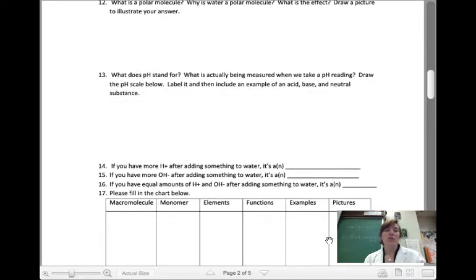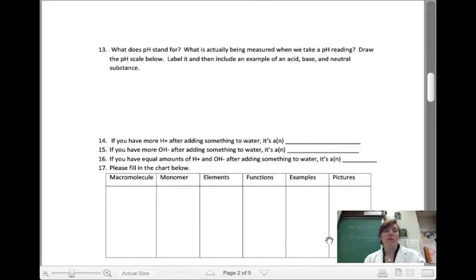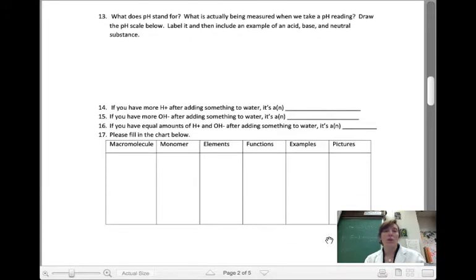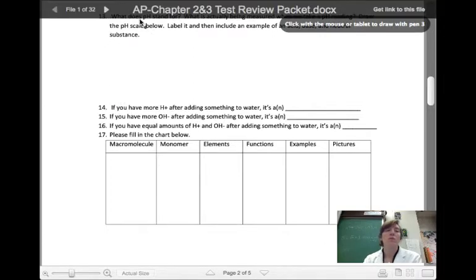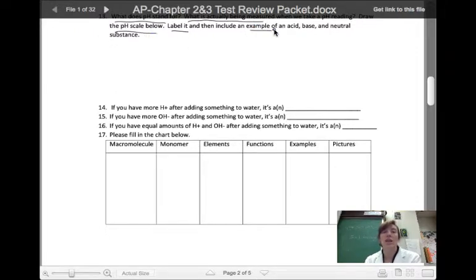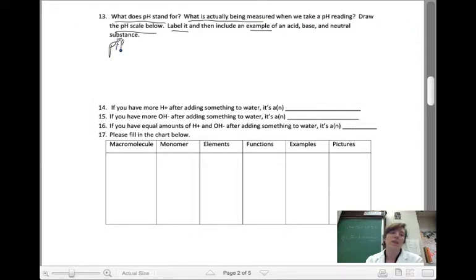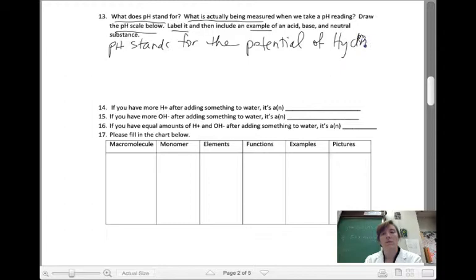And then number 13 was straight off of your last quiz. What does pH stand for? And it actually has a bunch of different parts here too. So you want to make sure that here you also answer each of the different parts. So you have what does pH stand for, you have what is actually being measured, and then you have drawing the pH scale, labeling it, and including an example. So pH stands for the potential or power of hydrogen. What is actually being measured are the hydrogen ions.